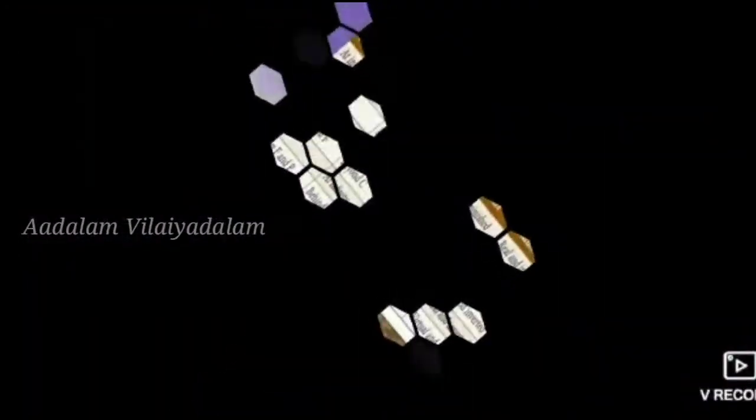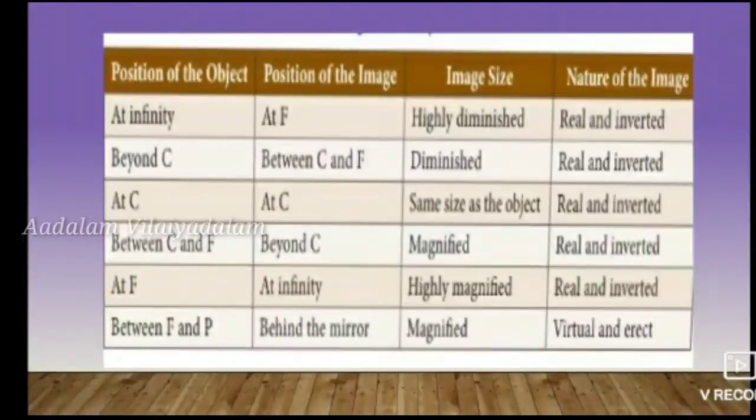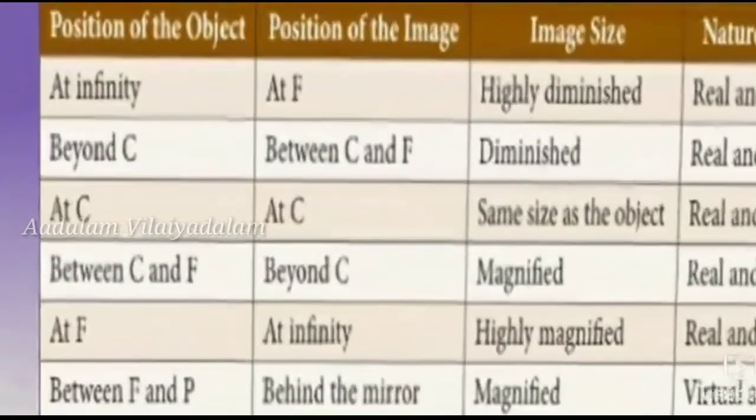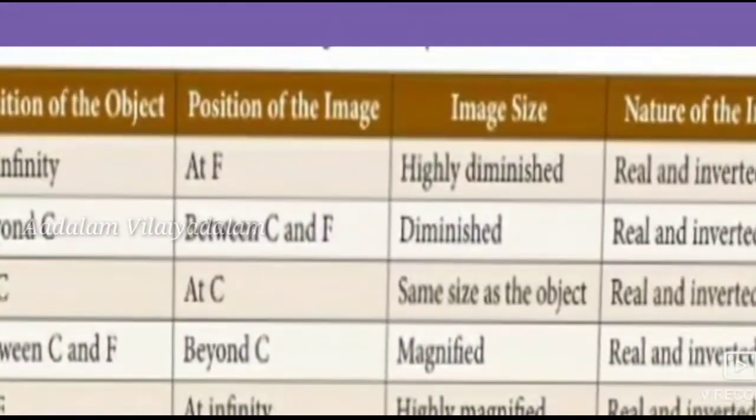So once again, the first one: in this concave mirror, we place the object at infinity, and we get the image at the focal point. The size of the image is highly diminished, very small. The nature of the image is real and inverted because it is a concave mirror.